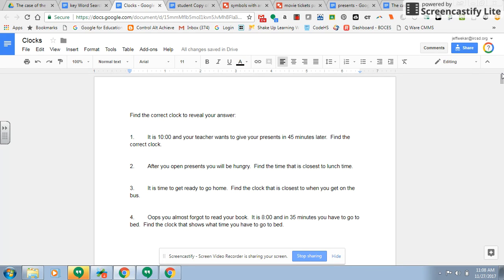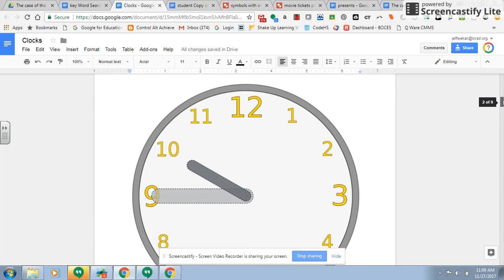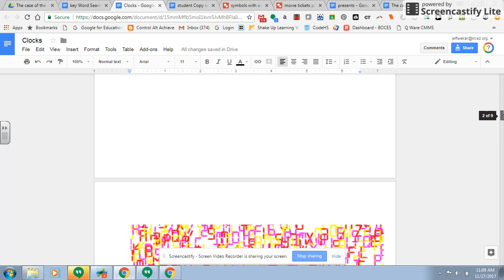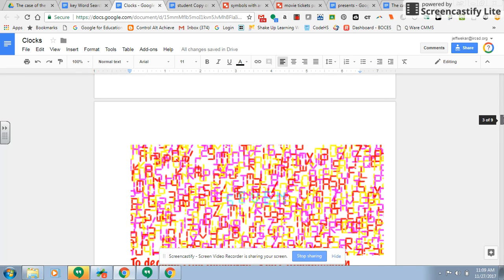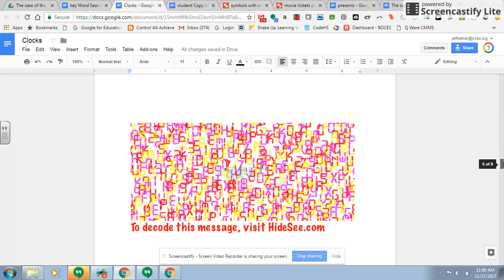And the last one says, oops, you almost forgot to read your book. It's 8 o'clock and in 35 minutes you have to go to bed. Find the clock that shows what time you have to go to bed. So when students put the clocks in the correct order, so there's 10:45, on the back of the clock will be a number. They will use their red viewfinder to figure out that the answer is going to be 7386.